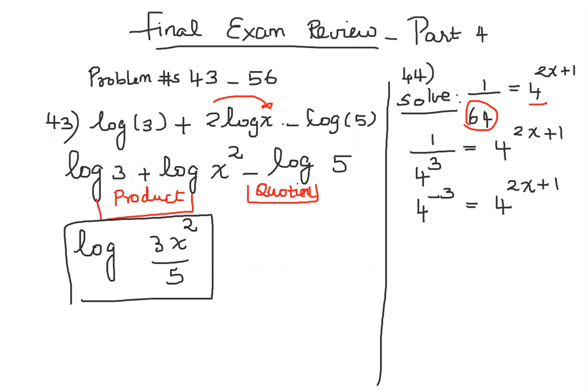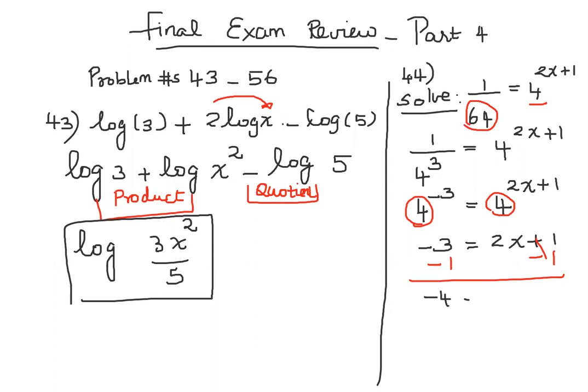Since we have the same base, the powers are going to be equal. That is the equivalent property of logarithms. So now solve for x. So we get -4 equals 2x, divide by 2. So we get x equals -2.